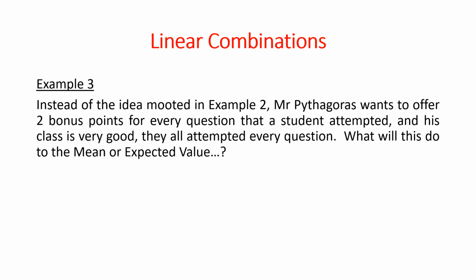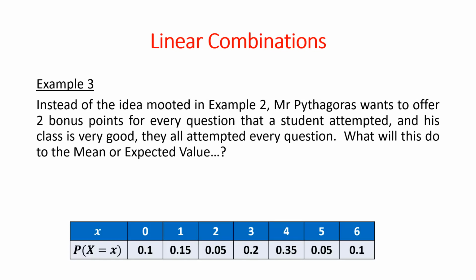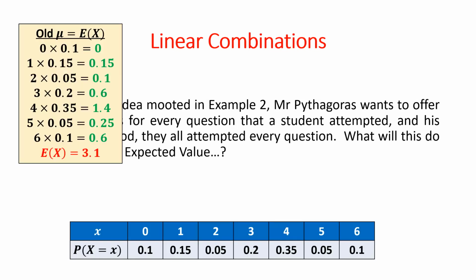All right, what about this? Instead of the idea mooted, Mr. Pythagoras wants to offer 2 bonus points for every question that the student attempted. And his class is very good and they attempted every question. What is this going to do to the mean or expected value? So once again, here's our distribution table, and here's our old mean or expected value of x, just for reference.